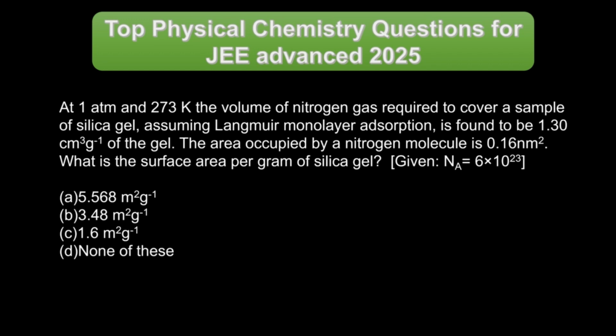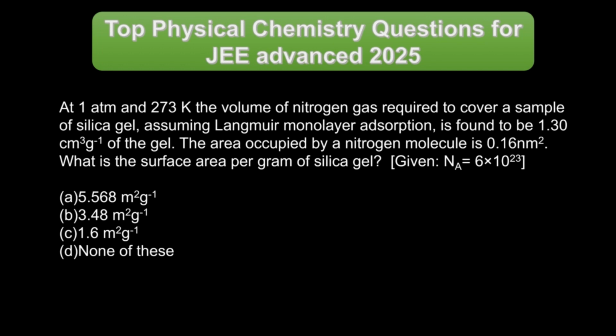At 1 atm and 273 Kelvin, the volume of nitrogen gas required to cover a sample of silica gel, assuming Langmuir monolayer adsorption, is found to be 1.30 per gram of the gel. The area occupied by the nitrogen molecule is 0.16 nanometer square. What is the surface area per gram of silica gel? They are asking us to take Avogadro number as 6 only. Let's understand the question first.